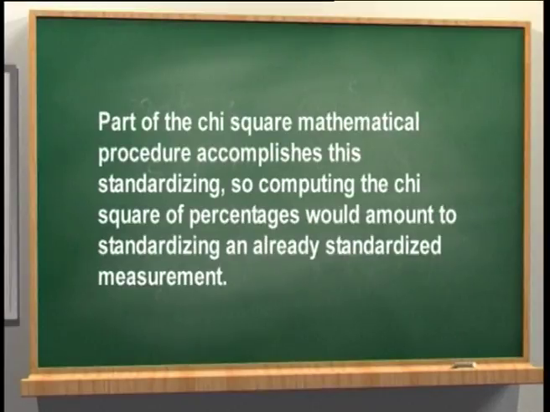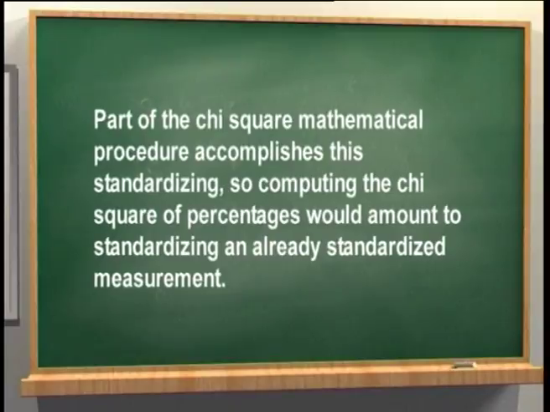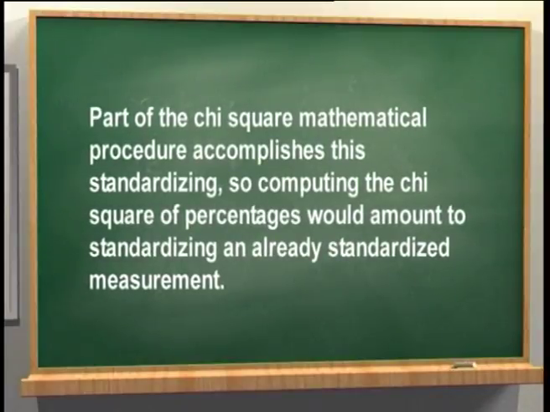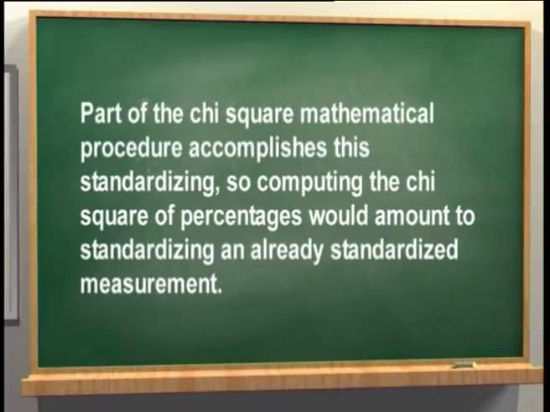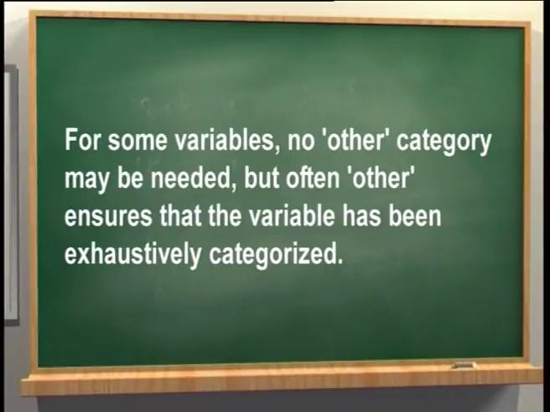As with any test of statistical significance, one's data must be from a random sample of the population to which one wishes to generalize one's claims. Part of the chi-square mathematical procedure accomplishes the standardizing. So, computing the chi-square of percentages would amount to standardizing an already standardized measurement. Any observation must fall into only one category or value on each variable. For some variables, no other category may be needed, but often other ensures that the variable has been exhaustively categorized. In any case, one must include the results of the whole sample.